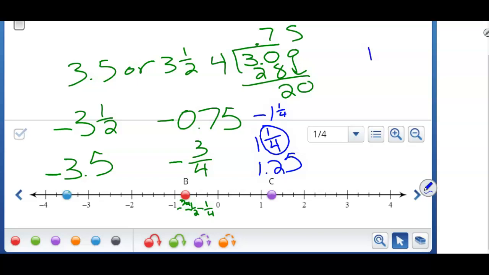Or we can divide 1 divided by 4. Does 4 go into 1? No. Add a decimal point and a 0. 4 goes into 10 2 times. We get 8, leaving 2. Bring 0 down. 4 goes into 20 5 times. Decimal point comes up.